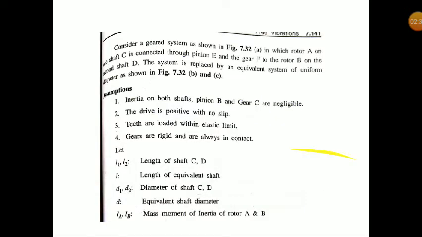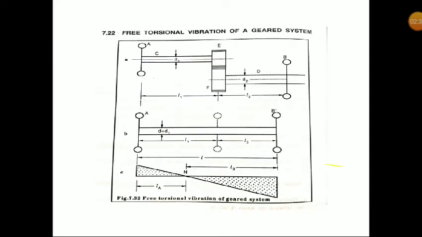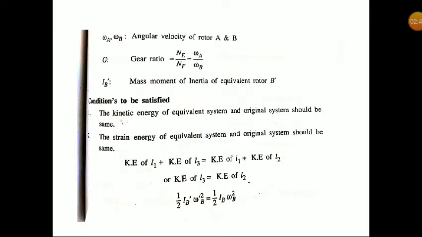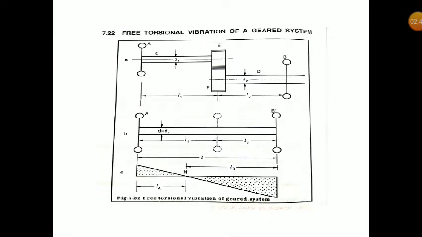Then D1, D2, the diameters of shafts C and D. Then D, the equivalent shaft diameter, second figure. Then IA, IB, the mass moment of inertia of rotors A and B. Then omega A, omega B, the angular velocity of rotors A and B.